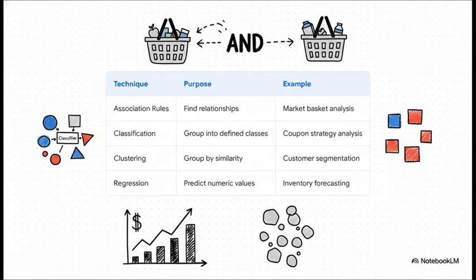Association rules, like market basket analysis, help a supermarket figure out what products are often bought together. Classification helps sort data into predefined groups, like sorting emails into spam and not spam. Clustering, on the other hand, finds natural groupings on its own based on similarity, helping you discover customer segments you never knew you had. And finally, regression is used to predict a specific number, like next quarter's sales figures.